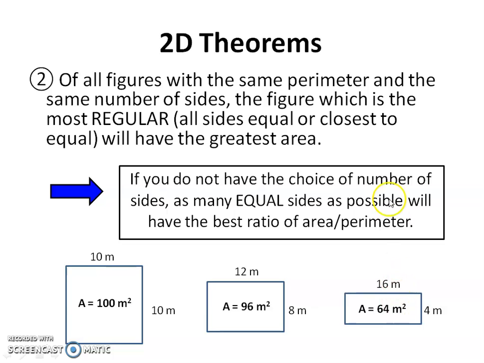The greatest area is the most regular. It's where all the sides are equal. And if you compare these two, this one is more regular than this one because the 2 sides are closer to one another in measurements, and that has a greater area than this one.